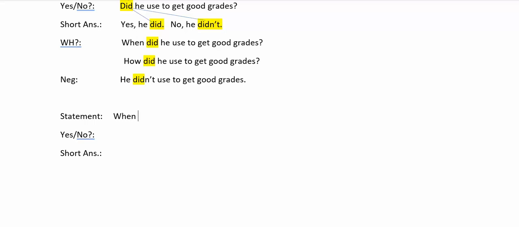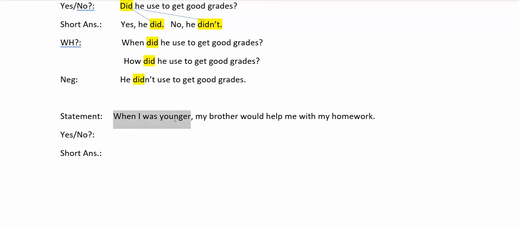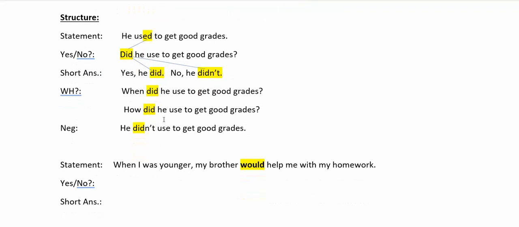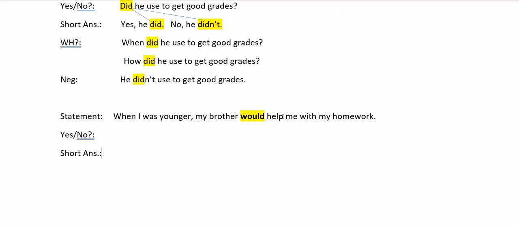So let's say, when I was younger, comma, my brother would help me with my homework. All right. So maybe I'll keep that there because it just sounds more natural. I mean, we would probably say it this way in normal speech. So if I ask a yes/no question with would, just like here we have used to, it has ed, so we used did to ask the question. But if you notice here, there's no ed, right? And maybe that's something else I need to explain.